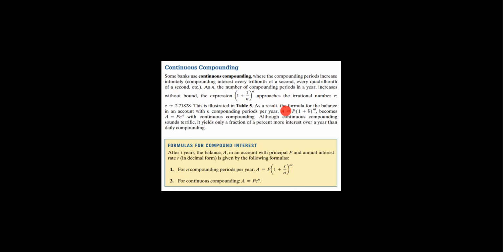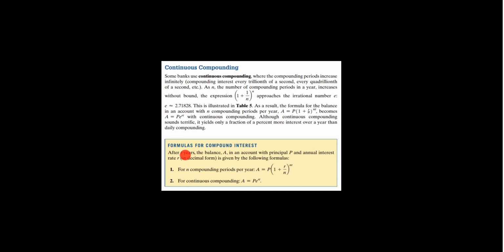As a result, the formula for the balance in an account with n compounding periods per year, of course, this is just showing us how we get to our equations. So the formulas for compound interest after t years. Again, we're told what each of these variables are, so whenever you get to the problem, you just have to connect the dots, right?